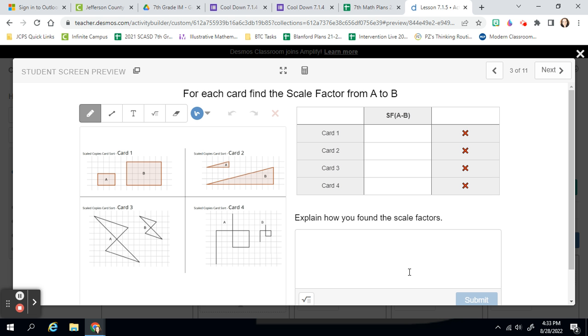Okay. So next, you have some cards here. And for each card, you have to find the scale factor from A to B. So why don't you take a minute to try that out on these and put them into the table.